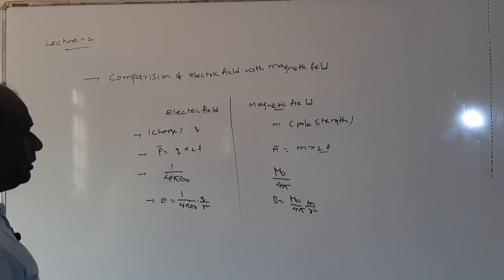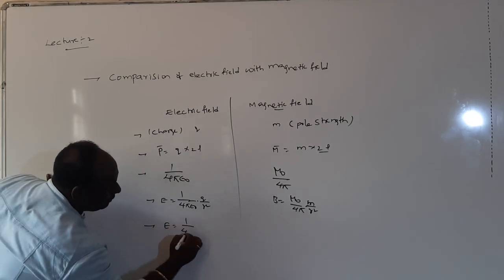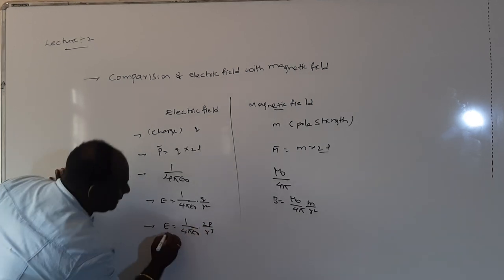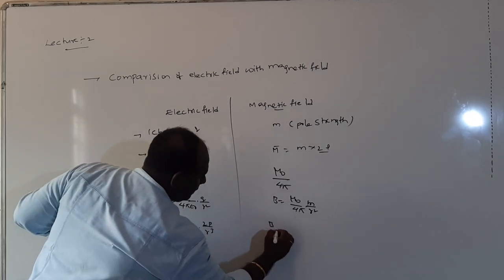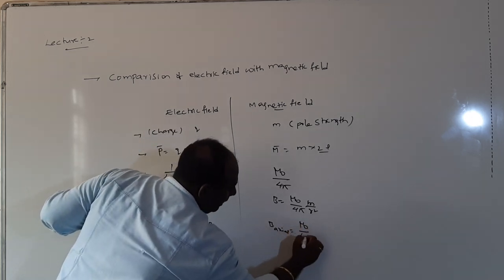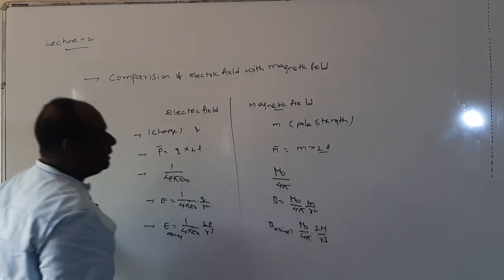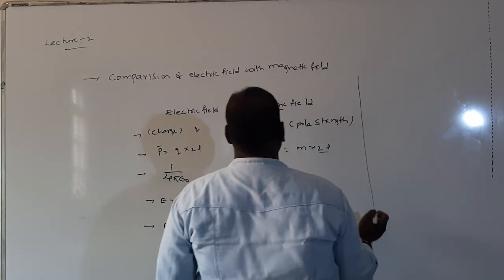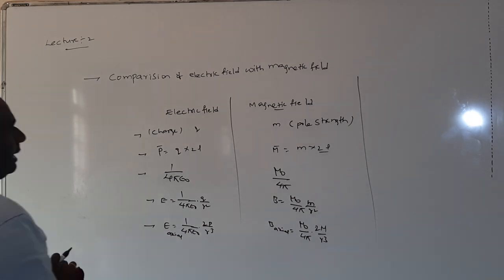Next, electric field due to a dipole. What is the electric field due to a dipole? If it is a short dipole, electric field E is equal to 1 by 4 pi epsilon naught 2 p by r cube. This is axial. So the magnetic field along the axial direction, we can write mu naught by 4 pi 2 m by r cube. This is the electric field along the axial. These are the common terms we can encounter in electric field and magnetic field.